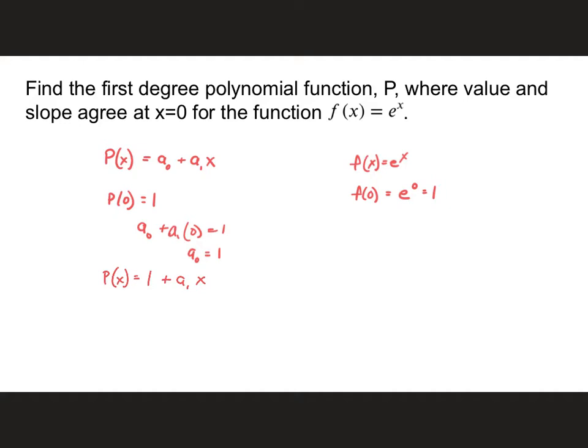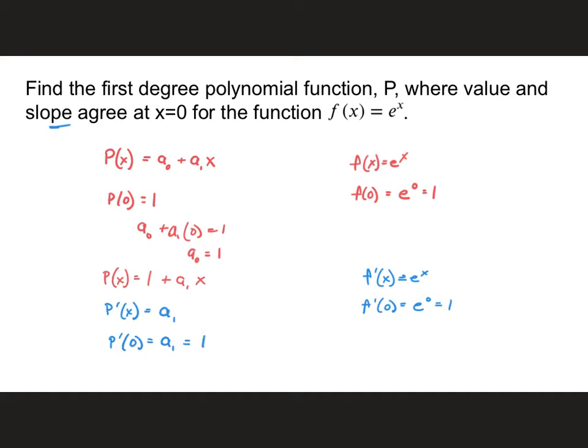All right, so now let's try to find the spot where the slope agrees. So the slope is found by looking at the first derivative. The derivative of e to the x is e to the x. And if I'm evaluating that at the point 0, that's e to the 0, which is equal to 1. Go back over here, where p of x is equal to 1 plus a sub 1 times x. So that means p prime of x, well, a sub 1 is a constant, so really my derivative is equal to a sub 1. And if I want that to agree at 0, when I plug in 0, well, there's no x value in there. So I know that a sub 1 has to equal just a plain old 1.